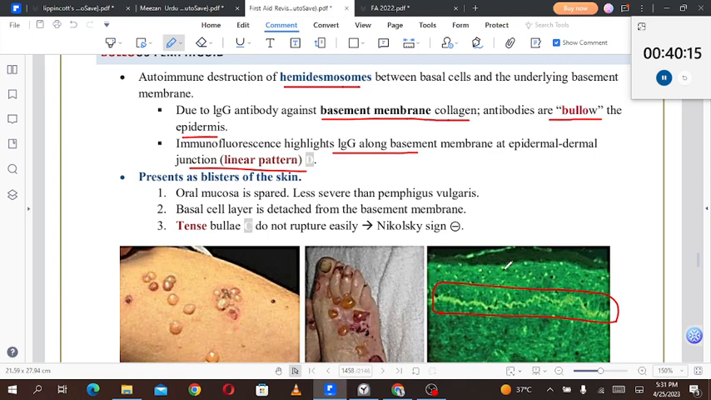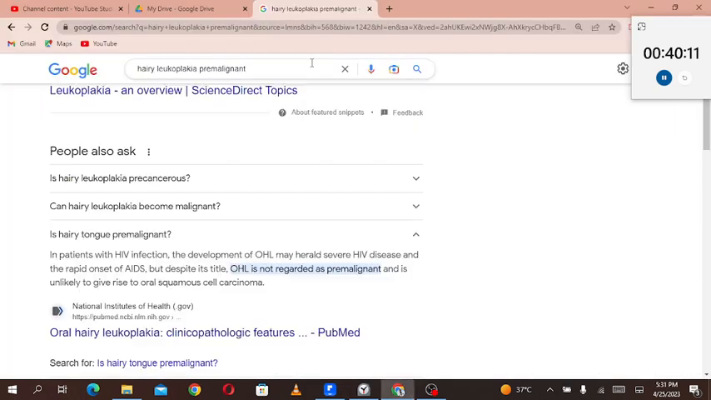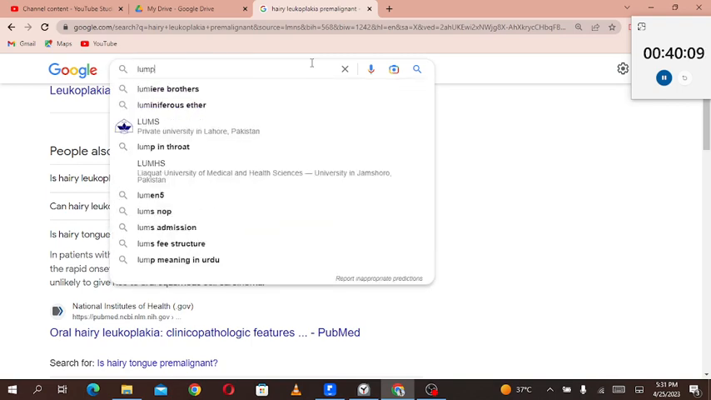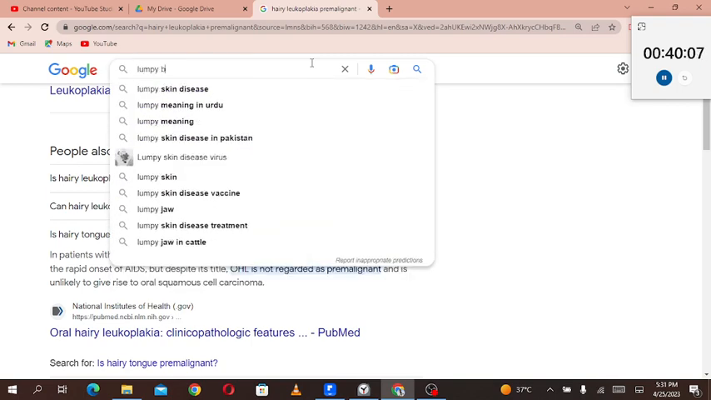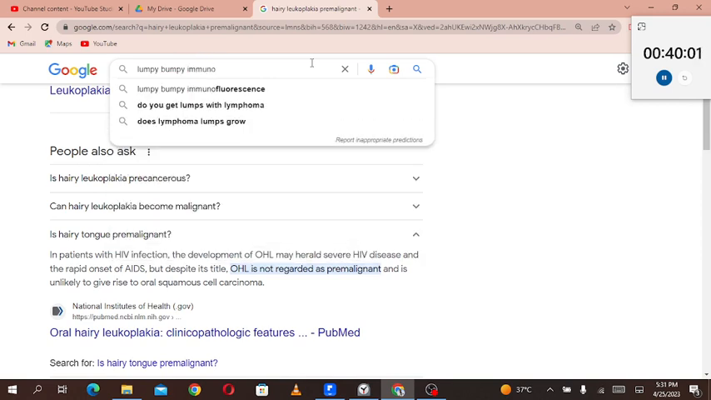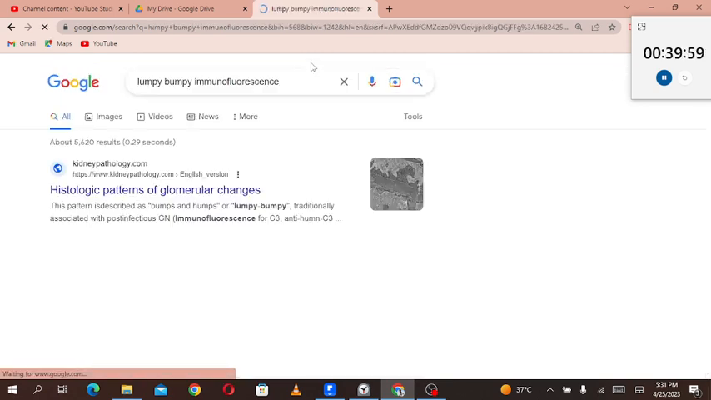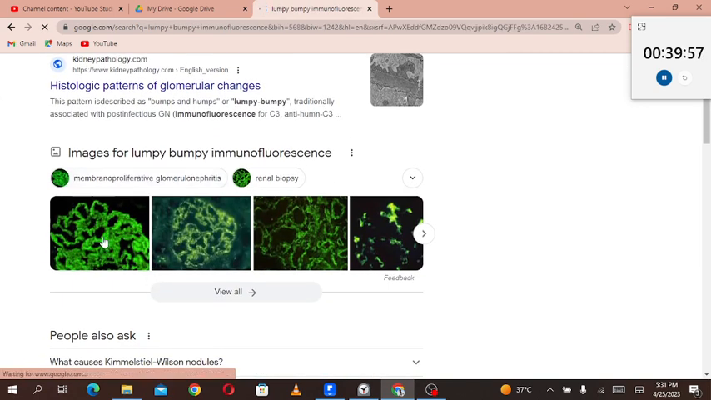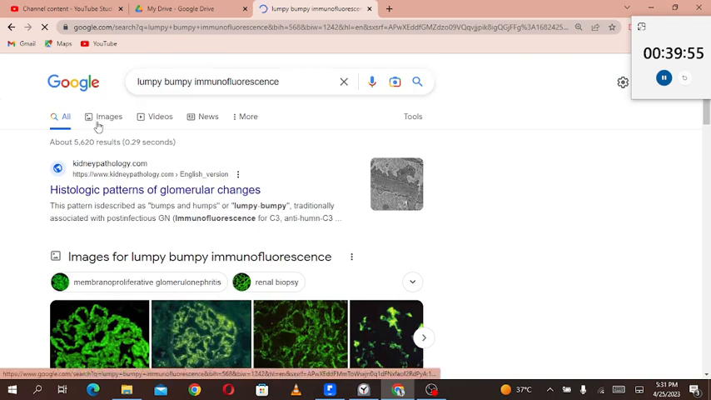You have to differentiate it from the lumpy-bumpy pattern of immunofluorescence that is seen with type 3 hypersensitivity reaction. The lumpy-bumpy immunofluorescence pattern looks something like this. Okay, so where's the lumpy-bumpy?